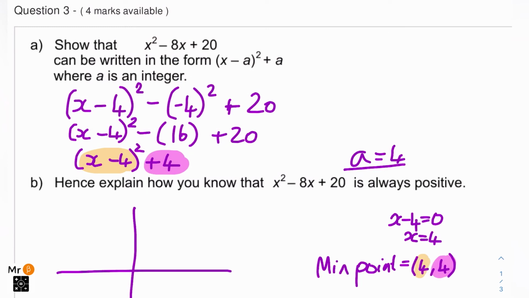So if we just did a quick sketch of this, we know that our minimum point of our positive quadratic is at 4, 4. Therefore, we know that this equation must always be positive.